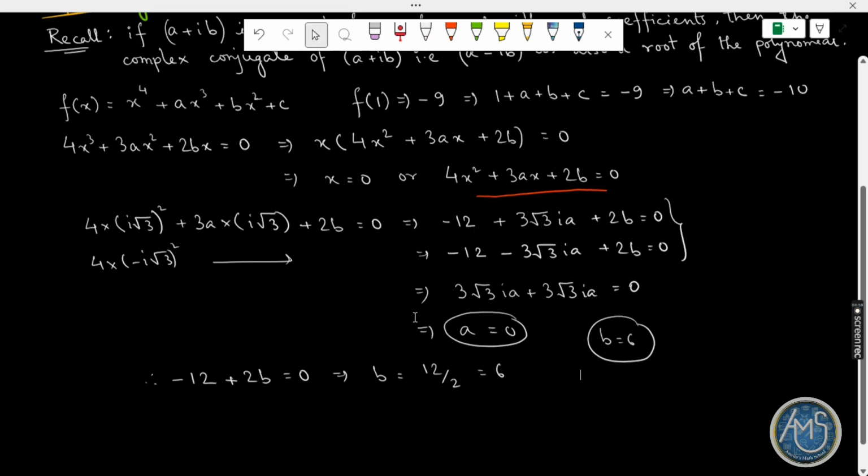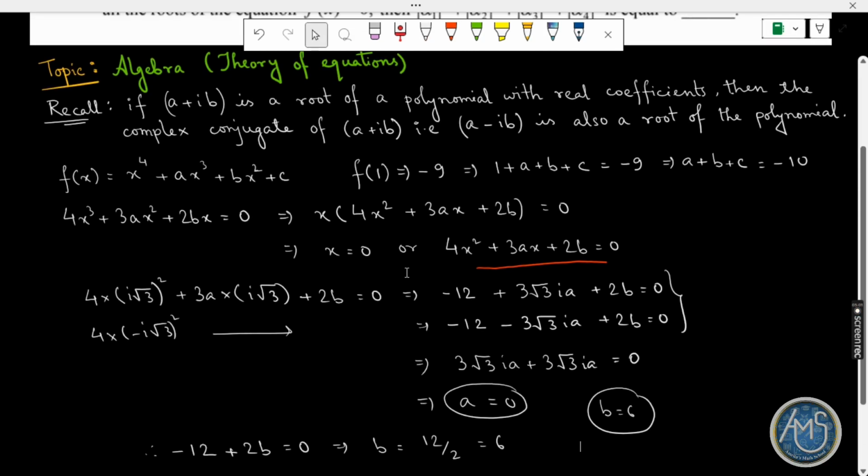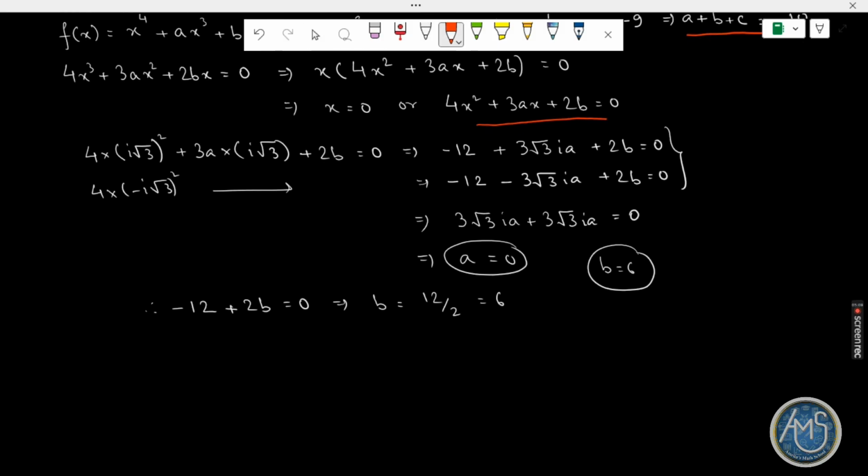Now if I put the values of a and b in the equation a plus b plus c equals minus 10, I will get the value of c. So put that: a plus b plus c equals minus 10 implies 0 plus 6 plus c equals minus 10, and this implies that c equals minus 16.